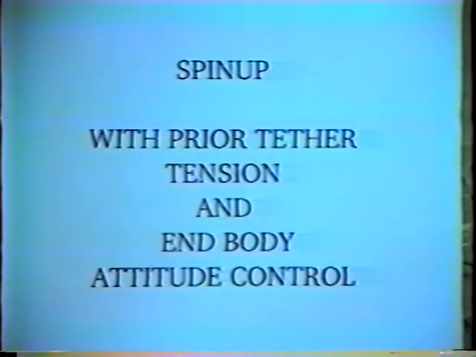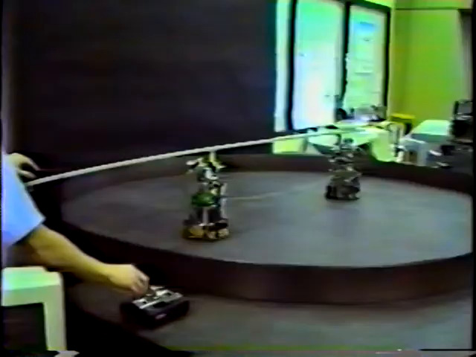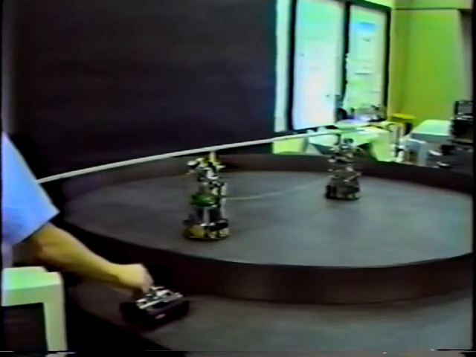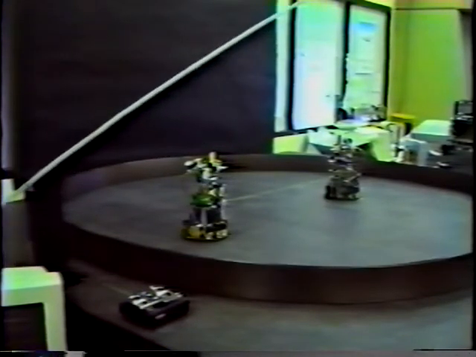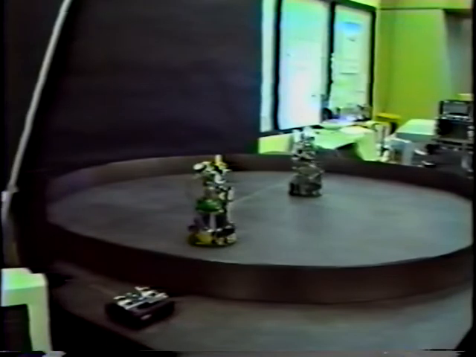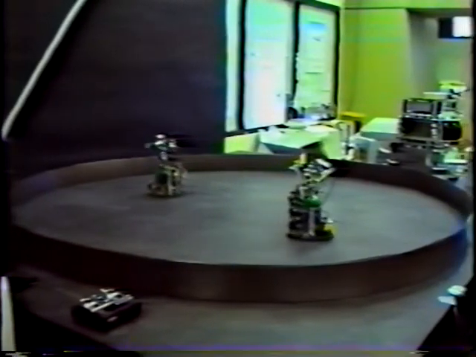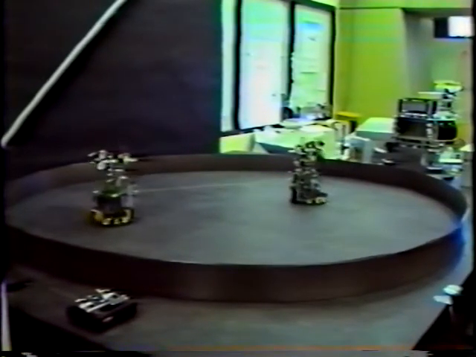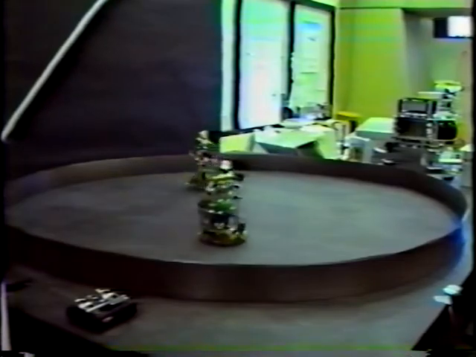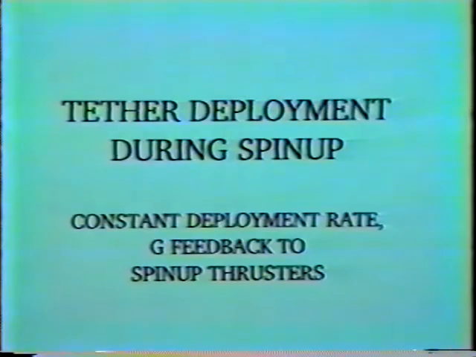This is a case with end-body attitude control turned on and with prior tether tension, and the modules spin up for 2 seconds and then glide. If you were in the room, you would hear a lot of gas jets firing, and that shows the effect of turning the module attitude control on. It quiets those oscillations down rather quickly. Here the RMS oscillations would have been about half a degree or so.